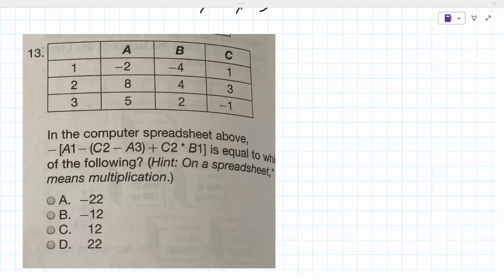In the computer spreadsheet above, A1 minus C2 minus A3 plus C2 times B1 is equal to which of the following? So, I want you to put the numbers in: what is A1, what is C2, what is A3, and so on. I want you to put the numbers in and do the calculation here. That's what I'm asking you to do here.